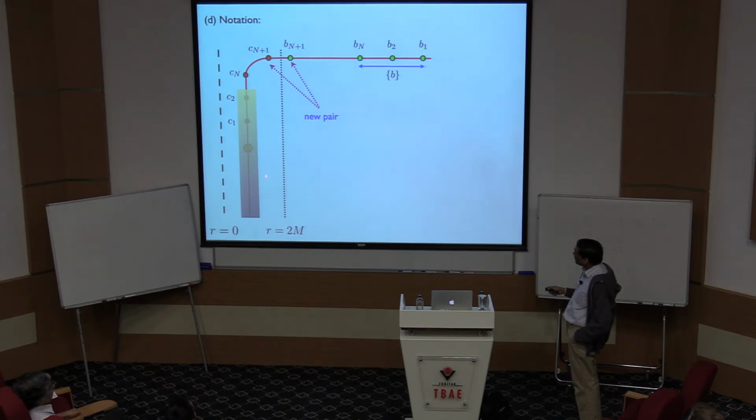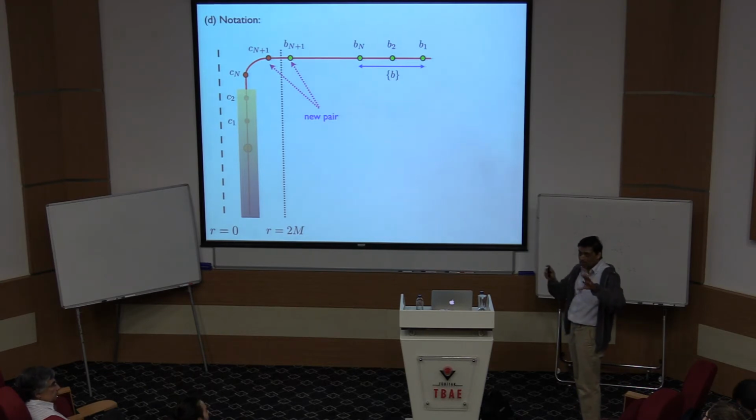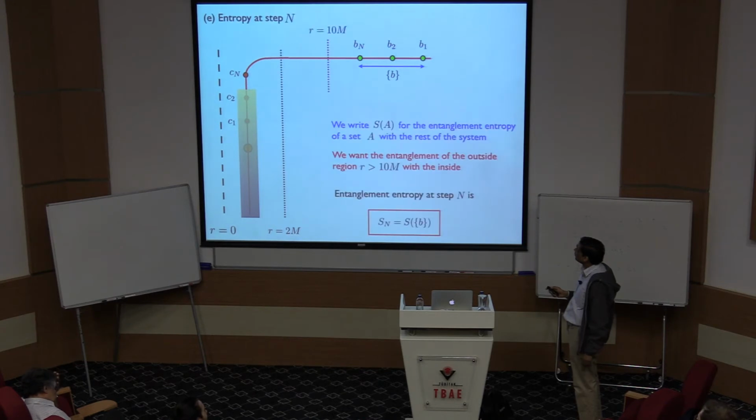And all the guys which fell inside, I can call them collectively the set C, C1, C2 up to Cn. And the new pair I'm creating, I'll call it Bn plus 1 and Cn plus 1. Okay, so that's my cartoon picture. And I'm going to try to make the sets capital A, capital B, capital C, capital E to put into the theorem out of these animals up there on the board.